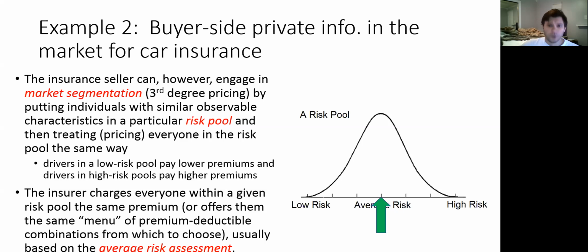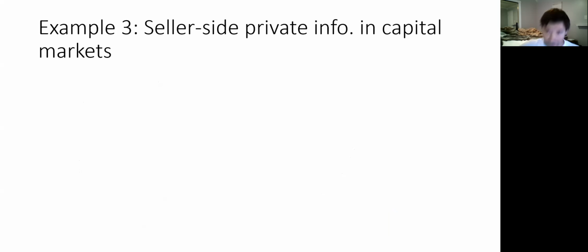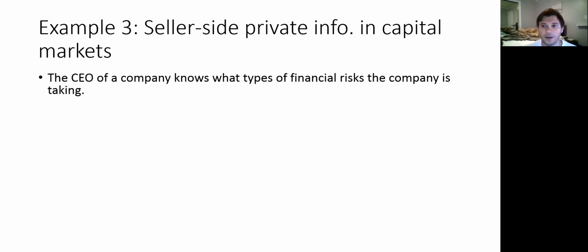Okay, let's move on to another example here. That is example 3, which refers to a financial markets example. So this is a situation where there's some seller-side private information in capital markets. And here the narrative is as follows. The CEO or the management of a company understands very intimately the types of financial risks and business risks that the company is taking on.